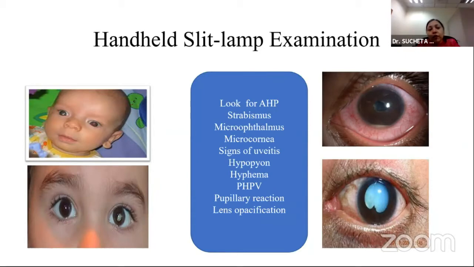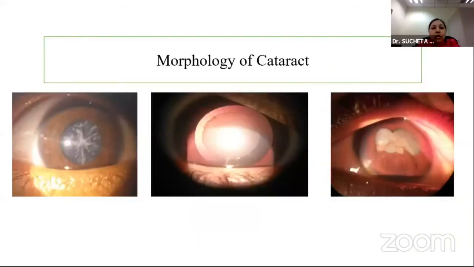So look for any strabismus, microphthalmos, microcornea, any signs of uveitis or PHPV, and how is the pupillary reaction, and look at the type of the lens opacification. There you can land up with different types of morphology of the cataract. It can be a blue dot, lamellar, or membranous. Even an elder child can come to you with a traumatic cataract where you can see so much cortical matter in the anterior chamber with the lens breached.